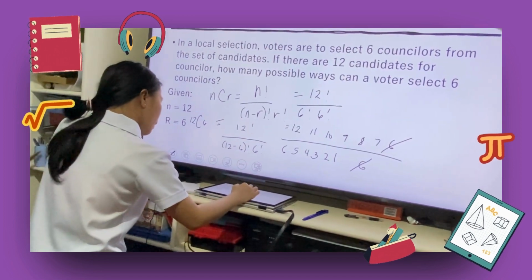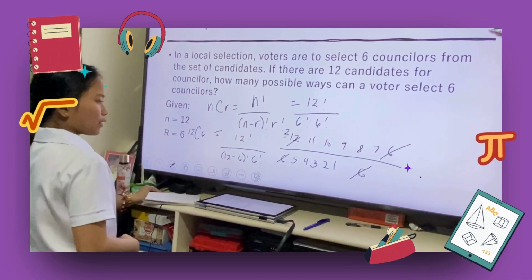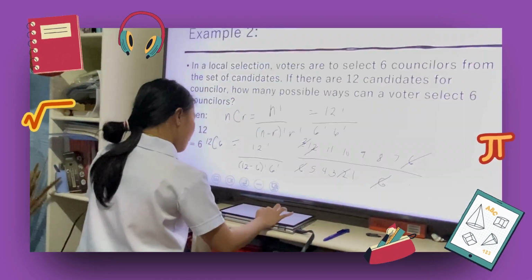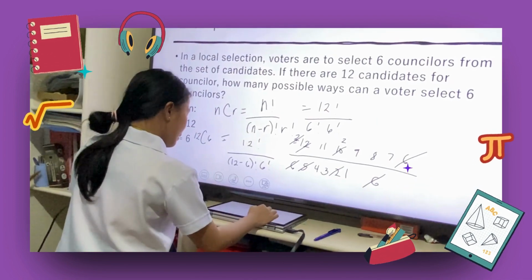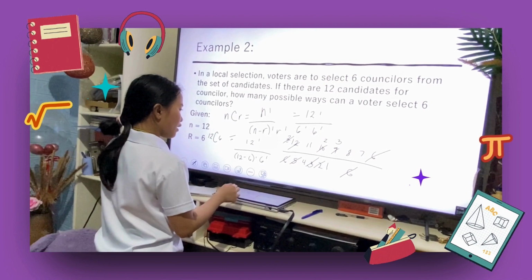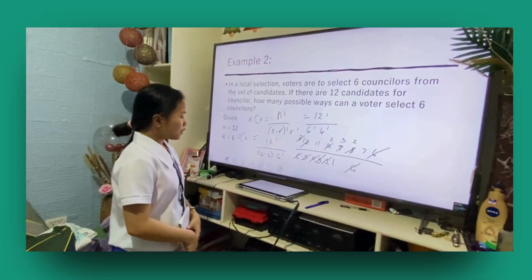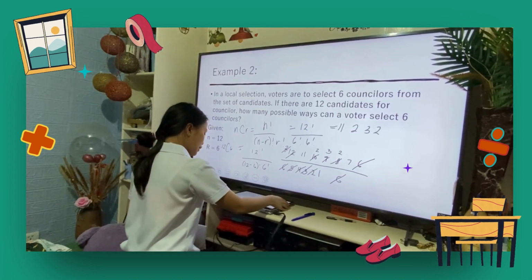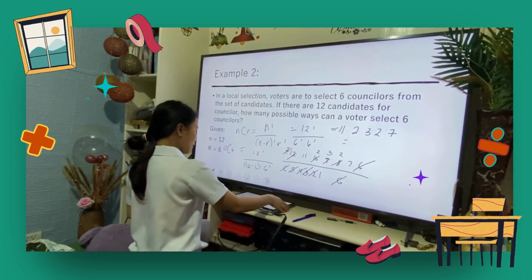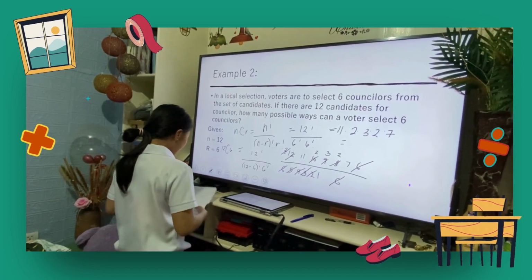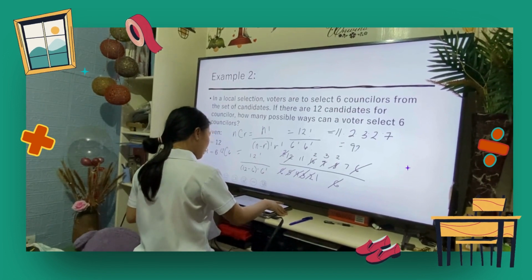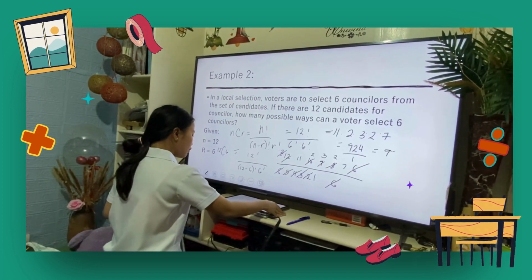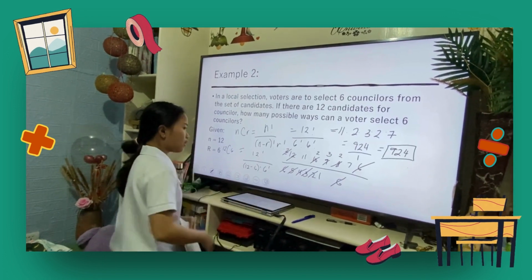12 divided by 6 is equal to 2. Since there's already a 2 up there, we can remove the 2 down here. Next, 10 divided by 5 is equal to 2. 9 divided by 3 is equal to 3. And 8 divided by 4 is equal to 2. So the remaining numbers are 11, 2, 3, 2, and 7. If you multiply all these numbers, it is equal to 924. There's a 1 below, but 924 over 1 is still equal to 924. Therefore, there are 924 ways.